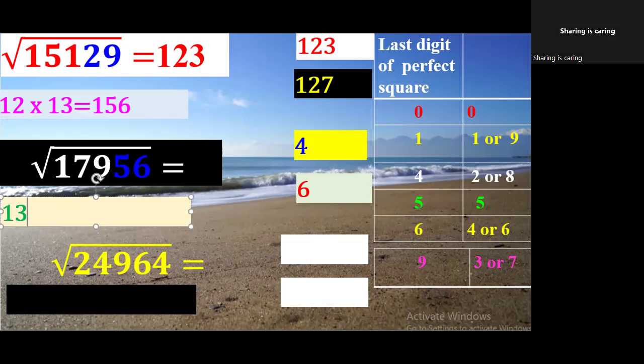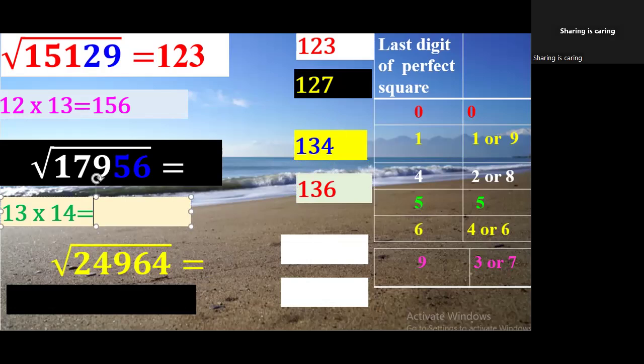So I will take the smallest one. Am I right? Therefore, the number will be either 134 or 136. Then multiply this one by the next number, by 14. So multiply 13 by 14, then compare.